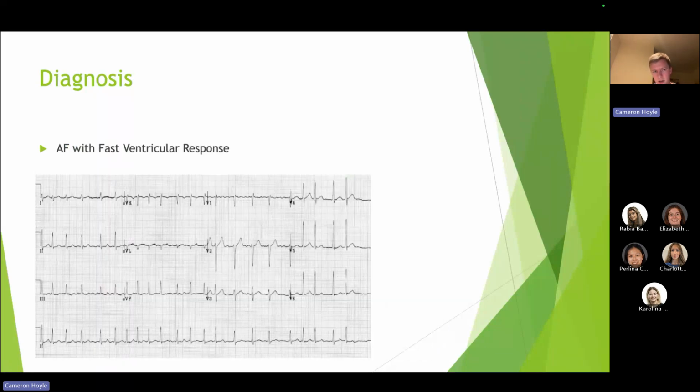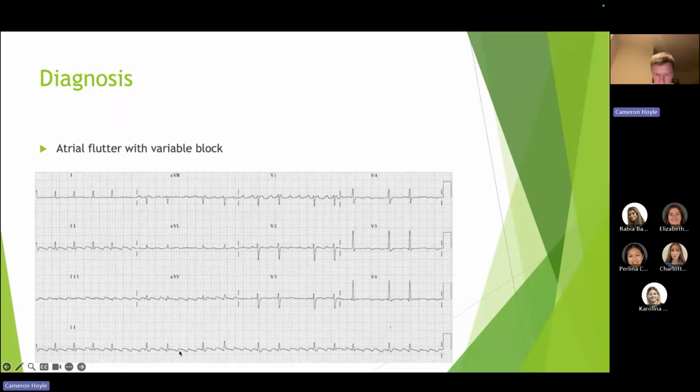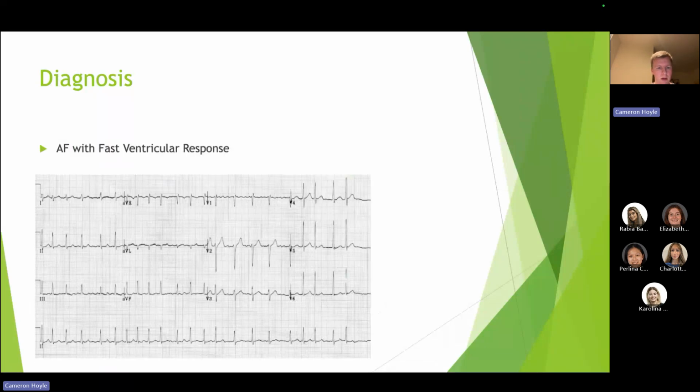But if I bring this one up, which is AF, you can see that there's less of a pattern to it. If you look at the rhythm strip at the bottom, there's no regularity to it really at all. It's completely all over the place. And it's got this wiggly baseline. You can't really discern any of the P waves, in comparison to the flutter, where it's got this classical sawtooth baseline with the occasional conducted QRS complex. So obviously this one's the AF with the fast ventricular response.